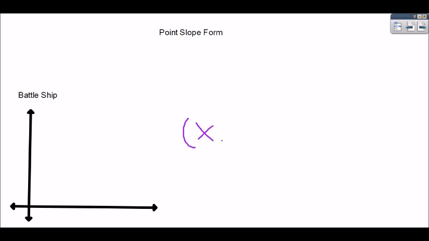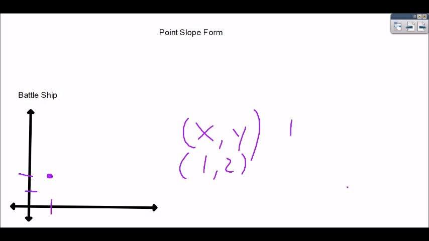The point x comma y, these are just battleship coordinates. So if I say I'm at the point 1, 2, this helps me find where on the coordinate I am at 1, 2.